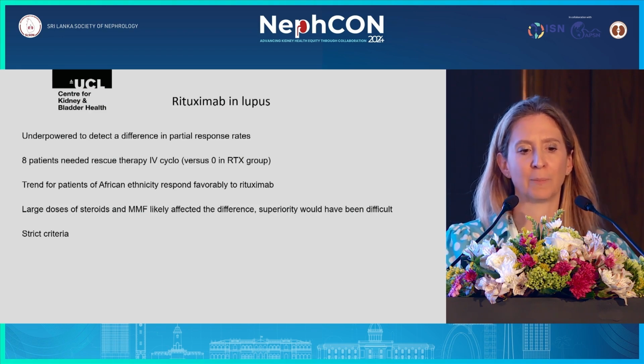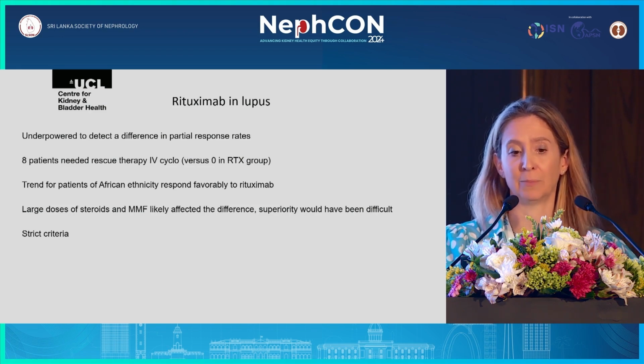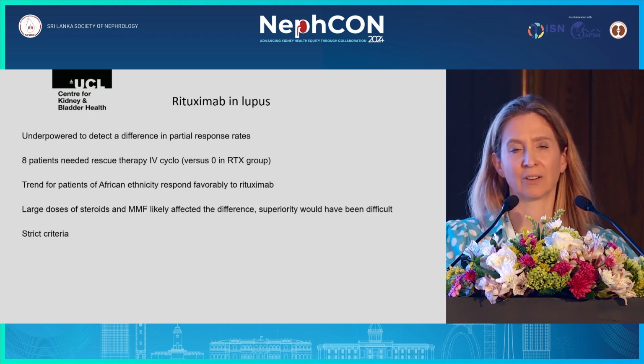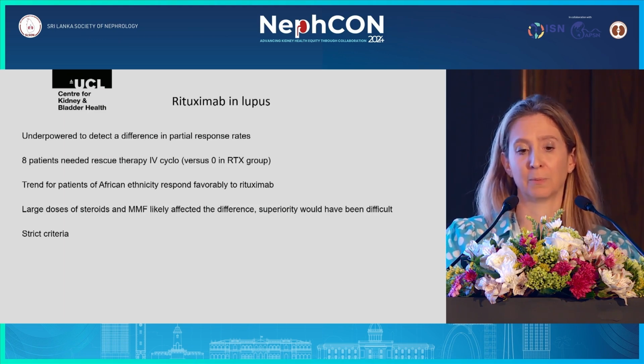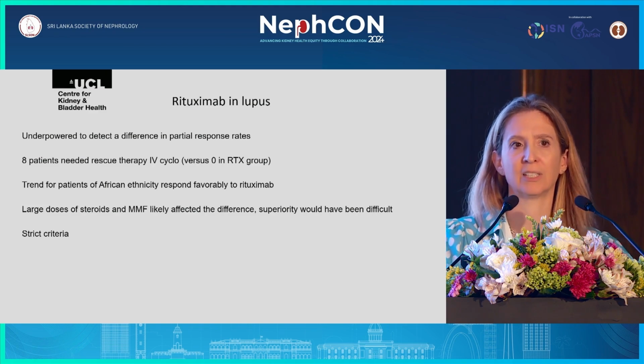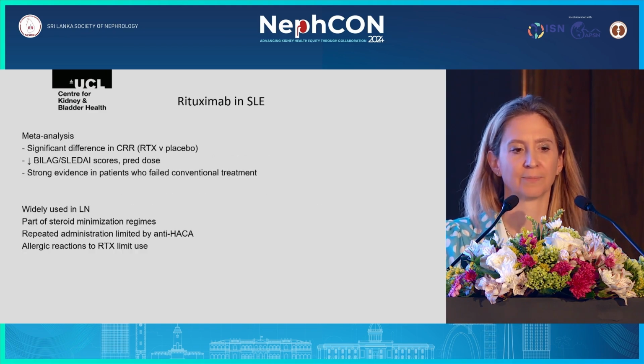And there was a trend for patients of African ethnicity to respond favourably to rituximab, which I think is a really important point in this trial. It's likely that the large doses of steroids and the large doses of MMF completely overwhelmed the effect that rituximab could potentially have, and superiority would have been very difficult to achieve in this trial design, and the criteria for complete response are very strict.